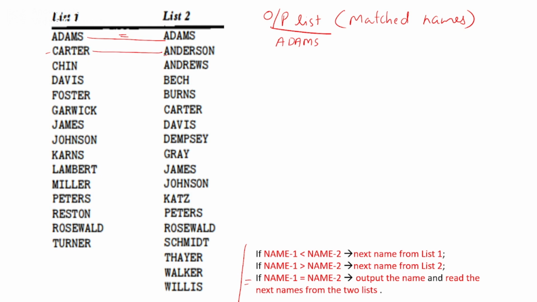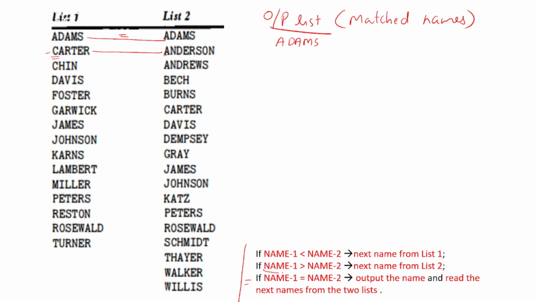So Carter is bigger than Anderson. How can you find out which is bigger? Obviously we need to go by alphabetical order. Or if I tell in depth, we need to see the ASCII characters of these strings. Whichever has the bigger ASCII character will be bigger than the other one. Now if I consider C and A, C is bigger than A, so obviously Carter is bigger than Anderson. So name 1 is bigger than name 2.